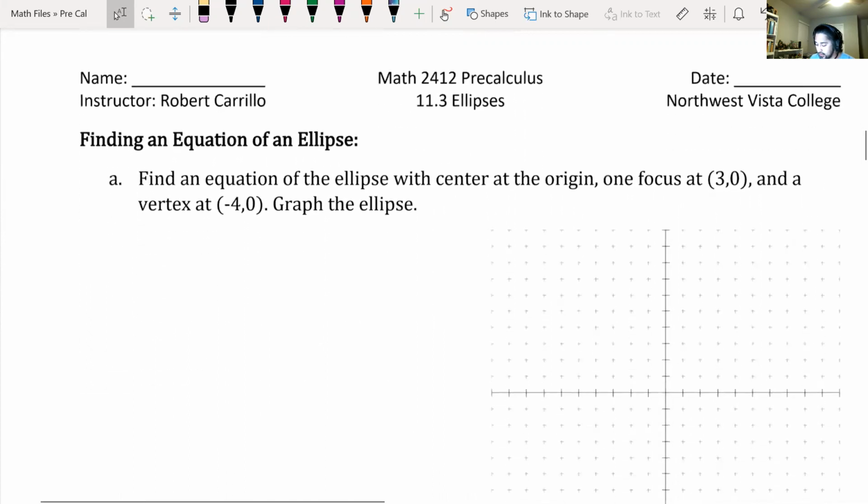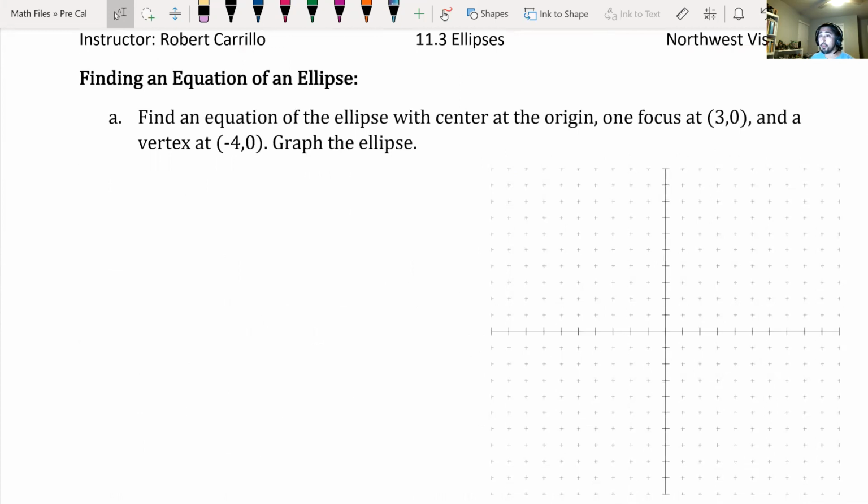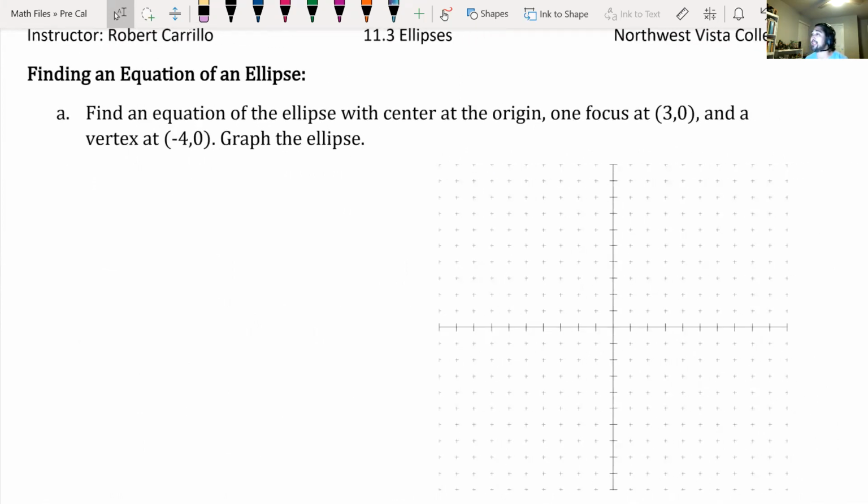Okay, so for the first problem, it says find an equation of the ellipse with the center at the origin, one focus at (3, 0), and a vertex at (negative 4, 0). So we want to find all the pieces of this ellipse. One of the best ways to do it is just like we did with parabolas. We are going to graph all the points. We have a focus at (3, 0), so I'll go ahead and plot that. Here's my focus 1.